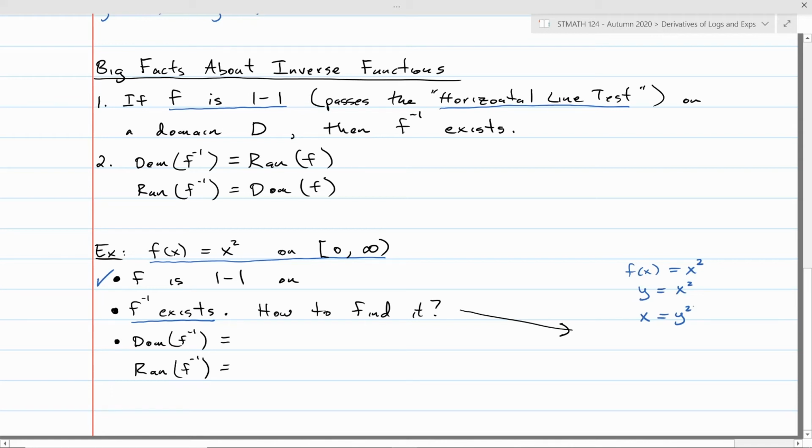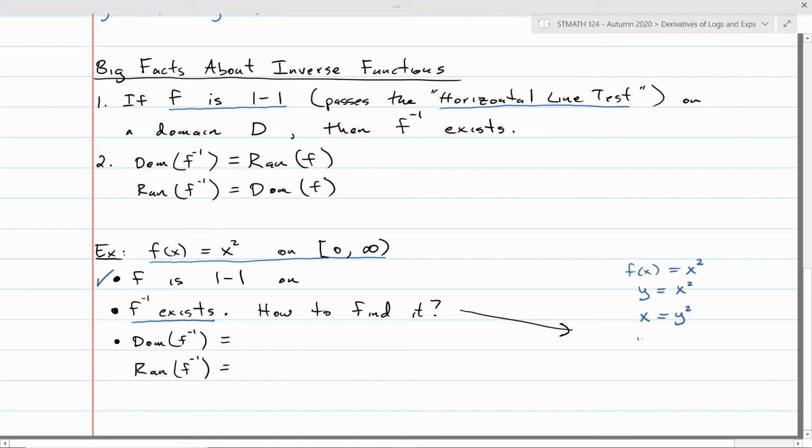Why are we interchanging x and y? Well, because we know that in the inverse, it does exactly that, right? The inverse exchanges x and y at every point for the original function. We saw that on the graph up there, right? And then you solve for y.